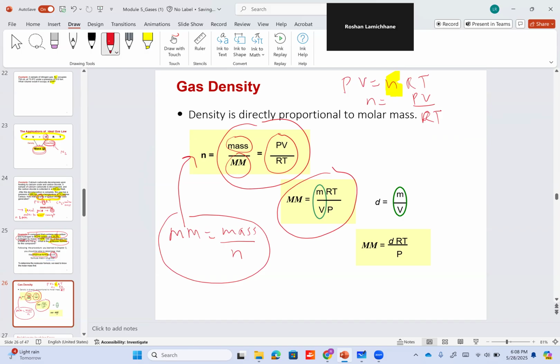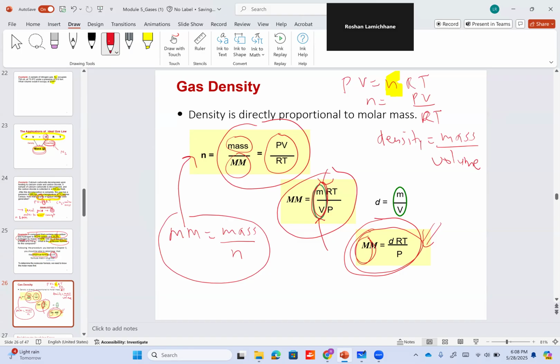Now, if I combine these two, I end up with this formula right here, right? And in that formula, m over V, density equals mass over volume. Look at that, mass over volume. That is why the ideal gas law equation can also be written in this form, right? Molar mass equals density times gas constant times temperature divided by P. Right? This is how the ideal gas law relates molar mass and density values.